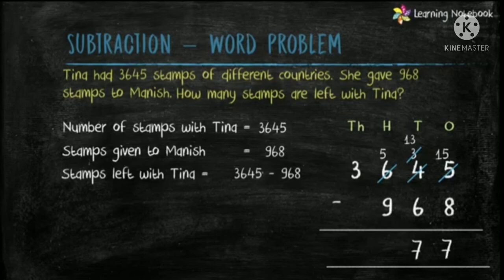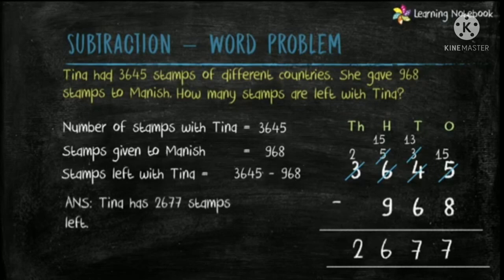Again, digit at hundreds place 5 is weaker than 9. So it takes the help of its neighbor 3 at thousands place. Therefore 3 becomes 2 and 5 becomes 15. So 15 minus 9 equals 6 and we get 2 at thousands place. So our answer is, Tina has 2677 stamps left with her.